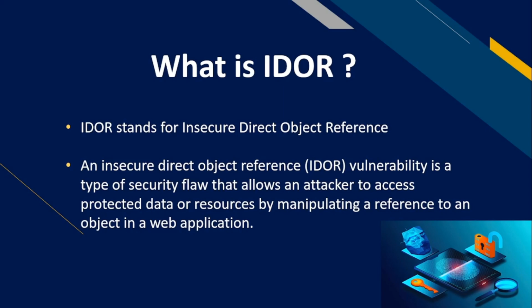In web applications, objects or resources such as files, records, or user profiles are often stored and accessed using unique identifiers or references. For example, a user's profile may be identified by a numeric ID or a file name might be associated with a specific document. In case of an IDOR vulnerability, the web application fails to properly enforce authorization and access controls when handling these object references. As a result, the attacker can manipulate the references, typically through parameters in URLs or form inputs to access objects they are not authorized to view or modify.